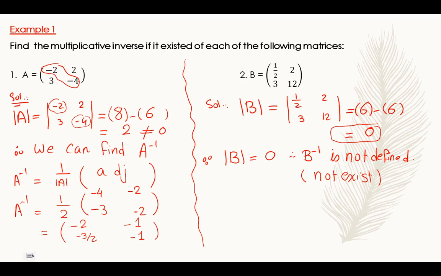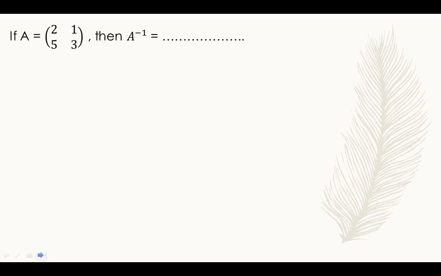Okay, let's go to another example. If the matrix A equals 2, 5, 1 and 3, then find A inverse. Here in this example we want to find A inverse, which is the multiplicative inverse of the matrix A. Solution.